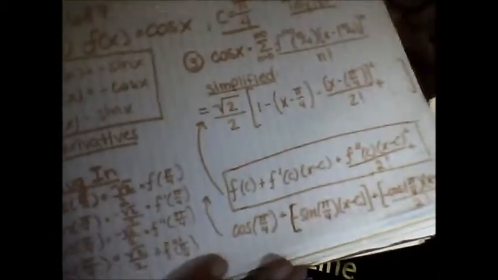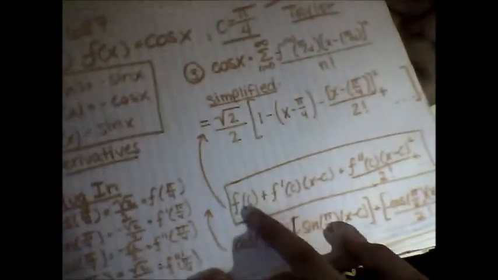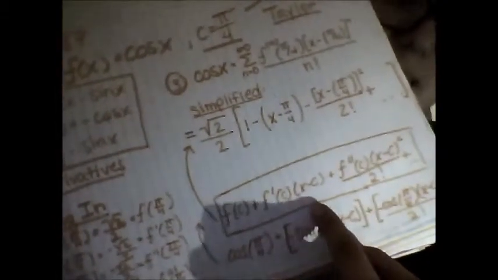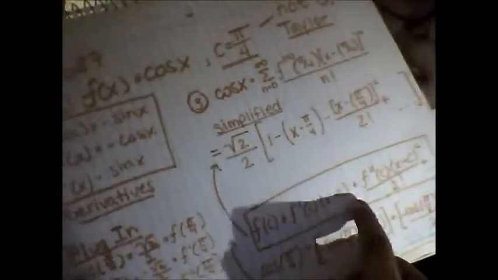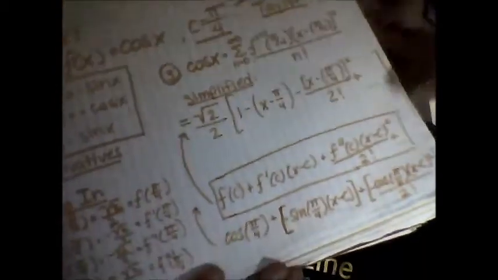Where that came from was just, again, our original function: f of c plus f prime of c times (x minus c) plus f double prime of c, (x minus c) squared over the factorial of 2.